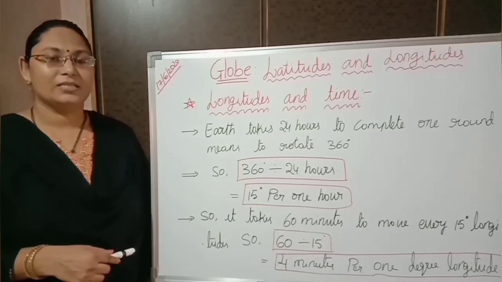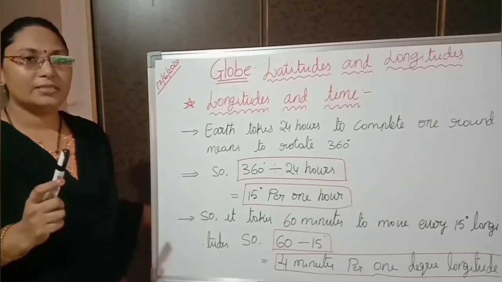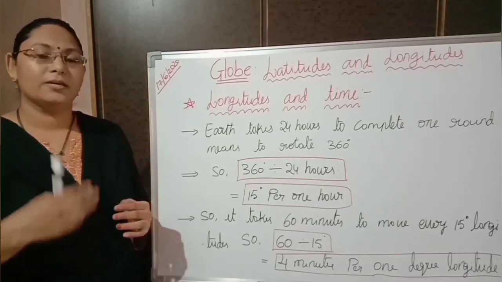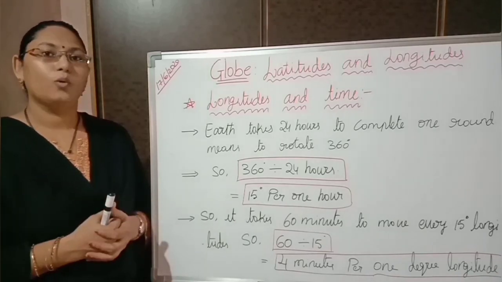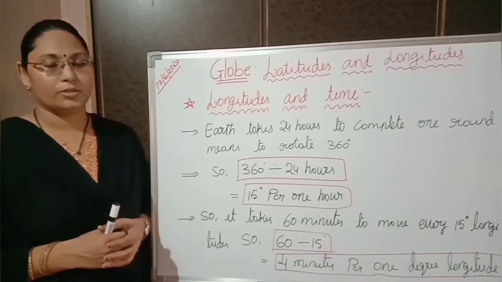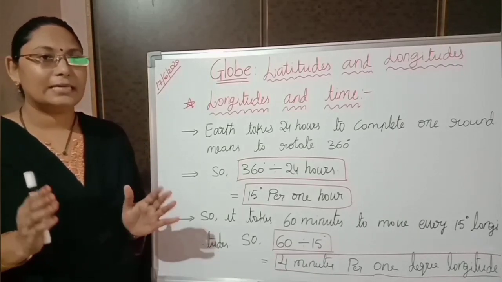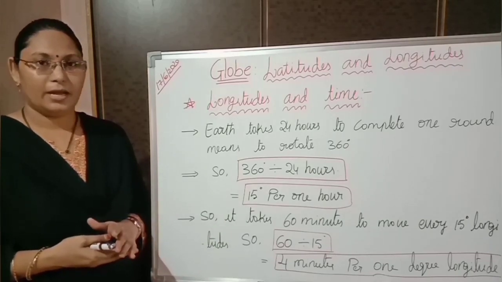In yesterday's class we learnt about longitudes, right? The prime meridian divides the earth into two parts, the eastern hemisphere and the western hemisphere. The eastern hemisphere has 180 degrees of longitude, and the western hemisphere has 180 degrees of longitude. So the total earth consists of 360 degrees of longitude, right?